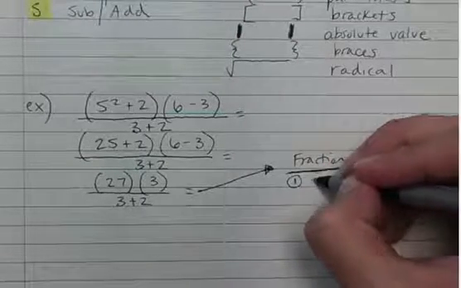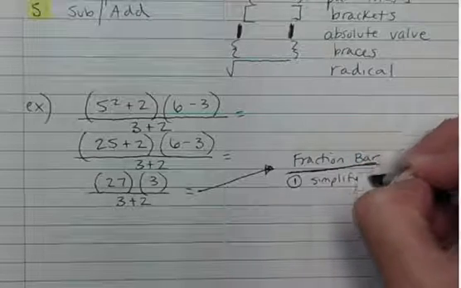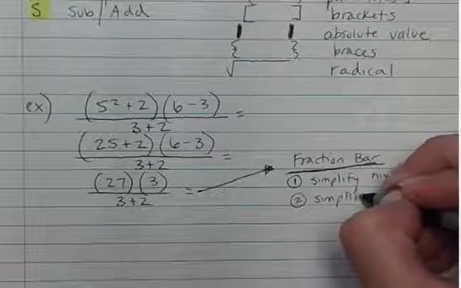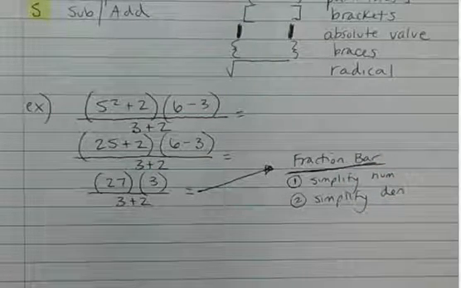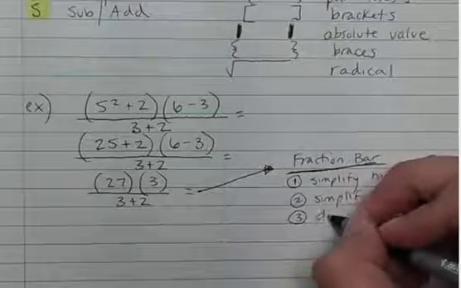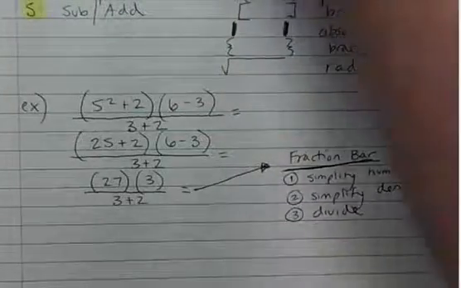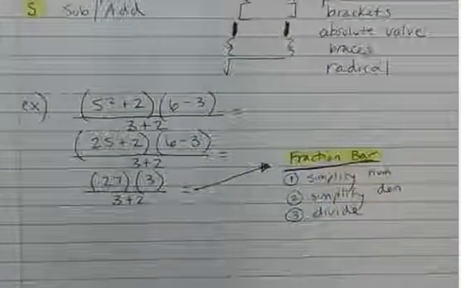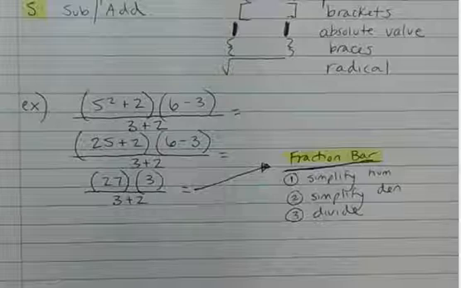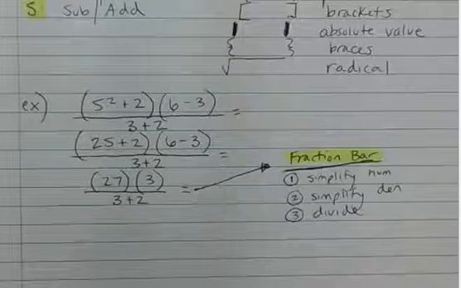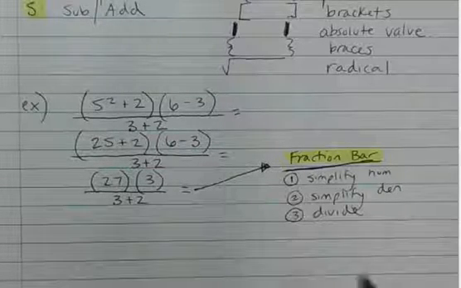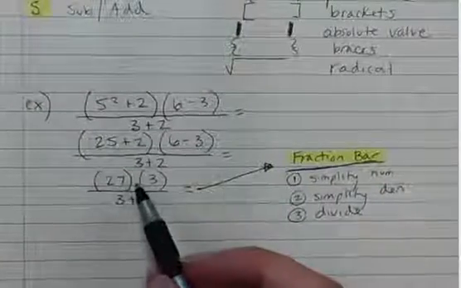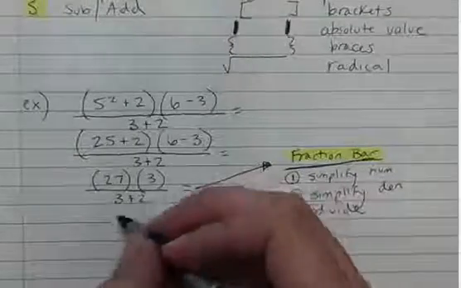The first step is I'm going to simplify the numerator. Then I'm going to simplify the denominator, and then the last step is I'm going to divide. Whenever we have a fraction bar with expressions on the top and the bottom, we want to simplify the top, simplify the bottom, and then we divide as our very last step. So, again, the numerator here, I want to simplify this. 27 times 3, because this is multiplication, gives me 81.